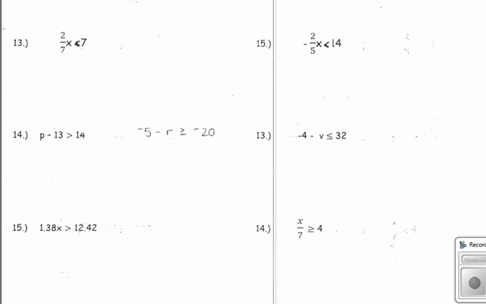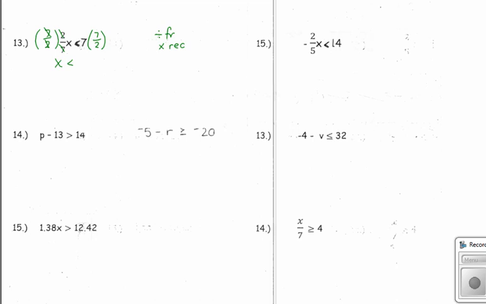Next, this is 2/7 times x. The opposite of multiplying is dividing. When you divide by a fraction, remember that that means to multiply by the reciprocal. So we're going to show multiplication with parentheses. The reciprocal of 2 over 7 is 7 over 2. On the left, these cancel each other out because a number divided by itself is 1. That leaves us with the variable x. Bring down your inequality symbol.